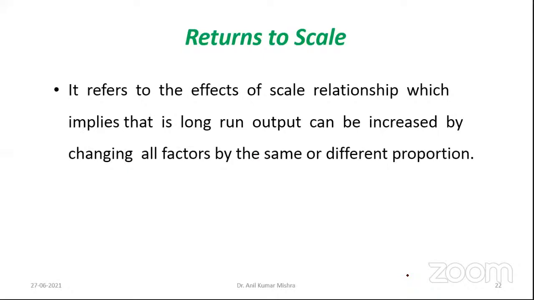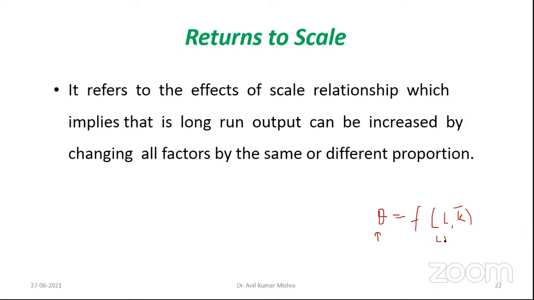As you know, in the short run, some of the input factors are fixed and some are variable. But in the long run, all the input factors are variable, because as we defined at the very beginning, Q is a function of labor and capital. In the short run, we assume capital to be the fixed factor and labor the variable factor. So in order to increase the output, we have to increase the labor.